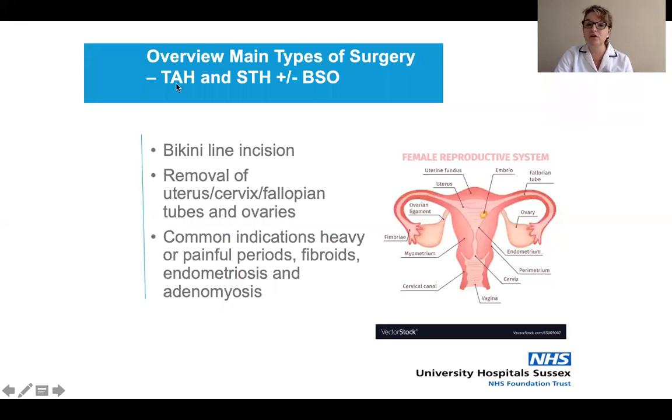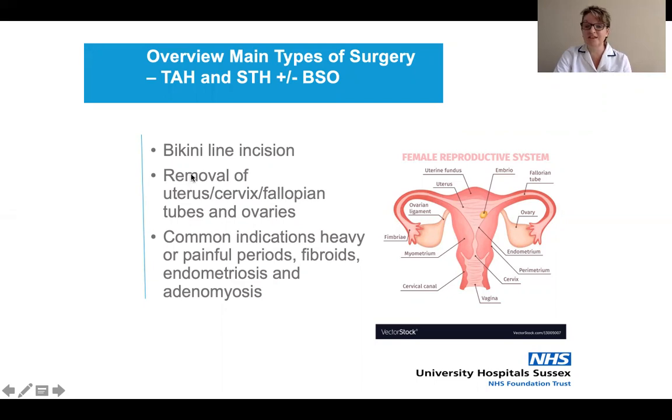So this stands for total abdominal hysterectomy, subtotal hysterectomy, and bilateral salpingoophorectomy. What this means: total abdominal hysterectomy is the removal of the uterus or womb with the cervix. Subtotal hysterectomy is removal of the uterus, but with the cervix remaining. And bilateral salpingoophorectomy is both tubes and ovaries.